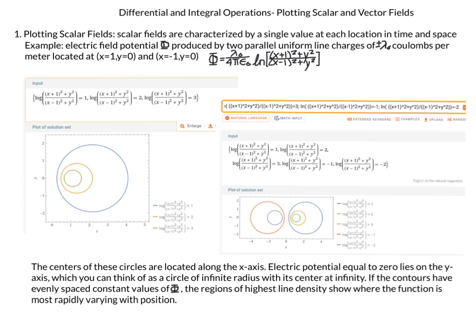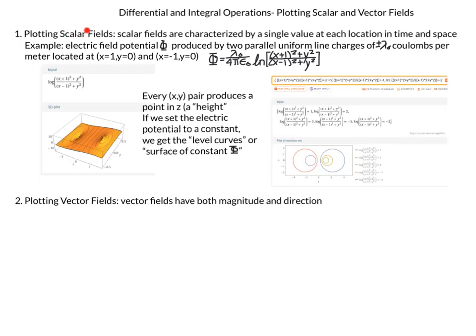So this one is 1, 2, and 3. This is evenly spaced, and this is evenly spaced too. But you can see that this area is not as dense, so it's not changing as fast. That's what we have for plotting scalar fields.